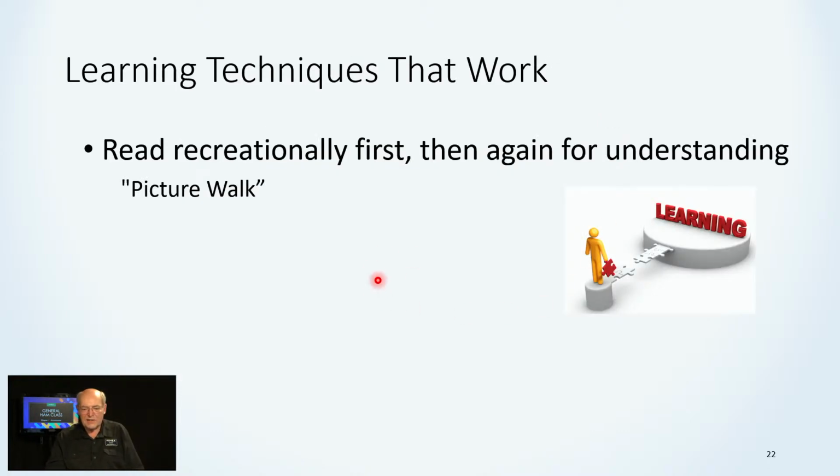More learning techniques that work. Read recreationally first. The recommendation is, as you're going through one of the chapters in our book, don't worry about trying to understand it. Just read recreationally. What I mean by that is skim through it, look at the highlights, the section headers, and some of the questions, which you won't be able to answer right away. Just get an overview. This will be planting seeds in your brain that will grow the next time you go through it. So read recreationally first, then again for understanding. Barbara in her book calls this a picture walk.